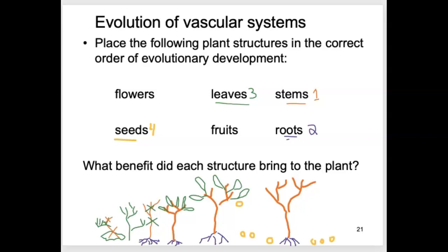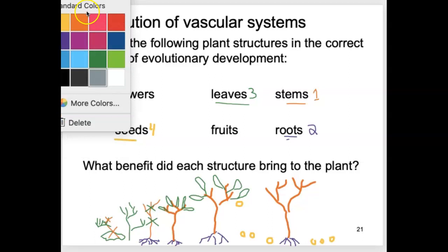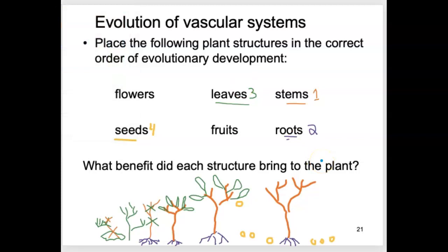So, okay, let's see, what is our next one? Let's go with that color. No, let's go with that color. Okay, so the next structure that you want will be fruits. You guys thought I was going for flowers. Fruits. Ooh, I gotta get that a little bigger.